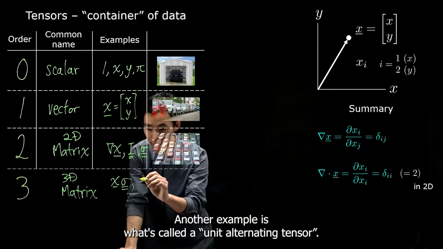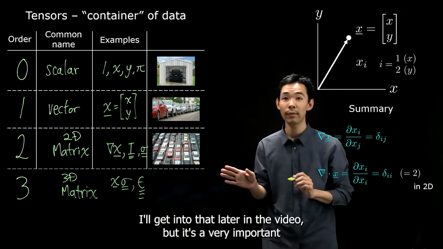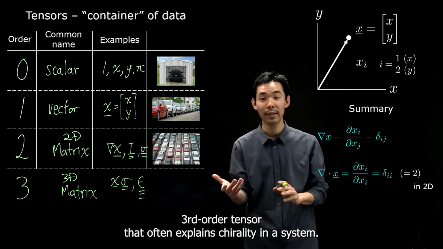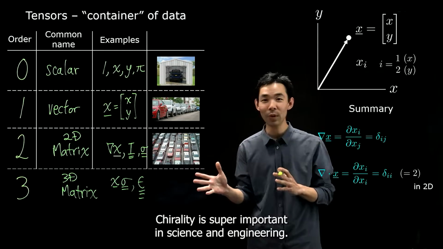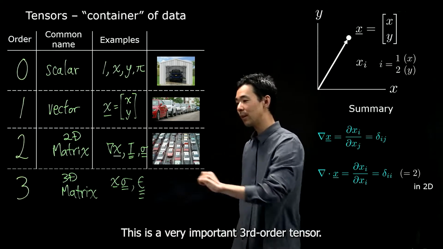Another example of that might be what's called a unit alternating tensor. I'll get into that a little bit later in the video, but it's a very important type of third order tensor that often explains chirality in a system. And chirality is super important in science and engineering. Life would be different without chirality in this world. So this is a very important third order tensor.